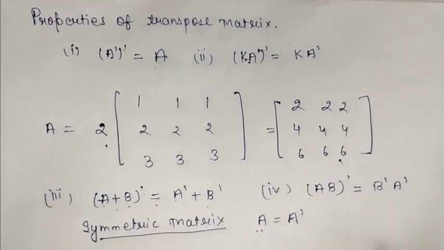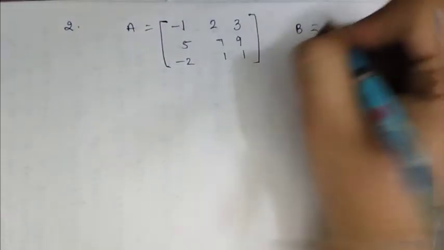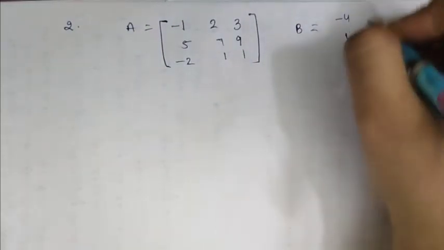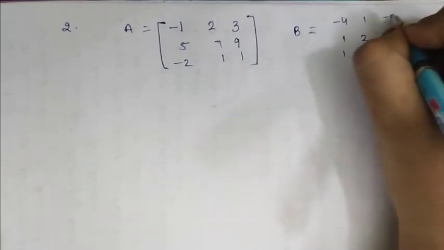Okay, now we are going to solve some questions from exercise 3.2. Our second question from exercise 3.2 is: we have A equals -1, 2, 3, and 5, 7, 9, and -2, 1, 1. Now we have our second matrix, B equals -4, 1, 1, and 1, 2, 3, and the next numbers are -5, 0 and 1.